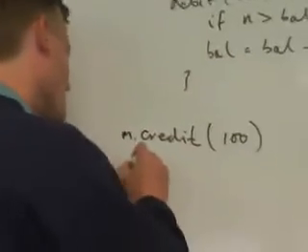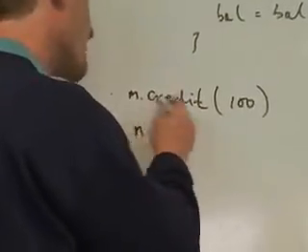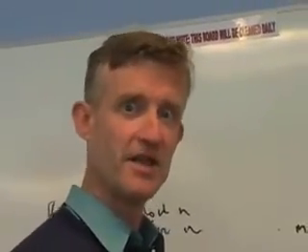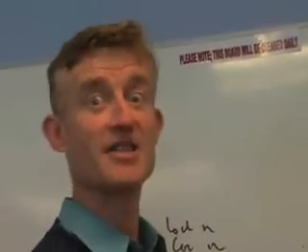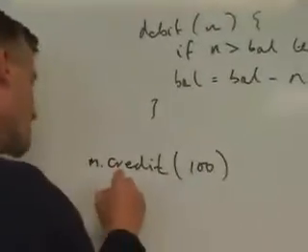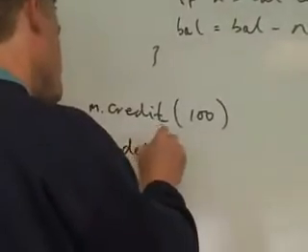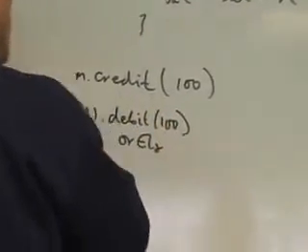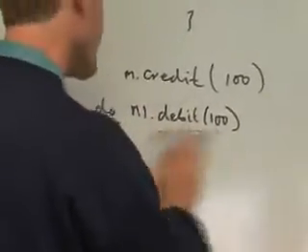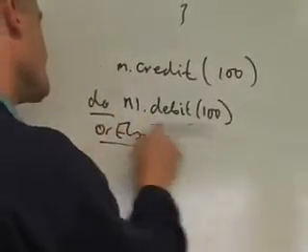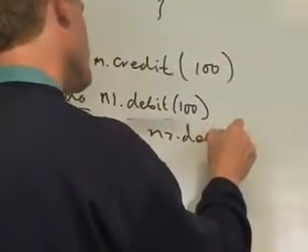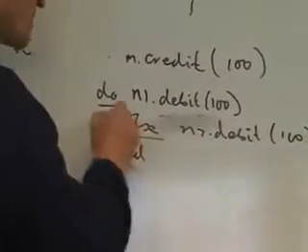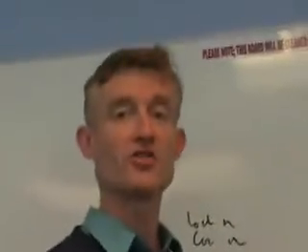Okay. So how can we do that? We'd like to do that without futzing with the implementation of debit, right? So we don't want to first look inside N1 and see has he got enough money, because that breaks the abstraction. So we'd like to say: do N1.debit 100, or else N2.debit 100. So this or else construct is the other main construct that we introduced.